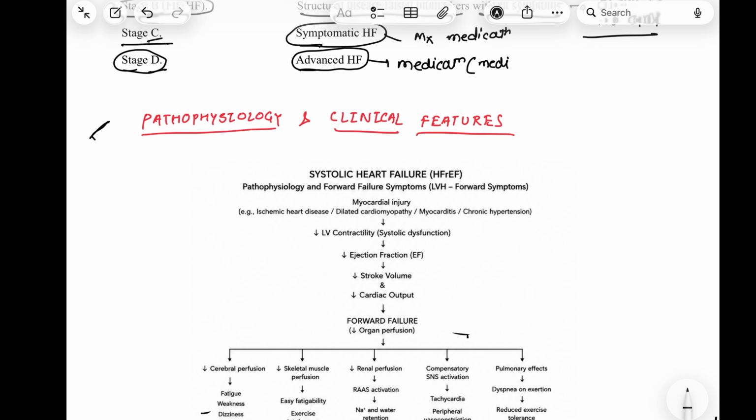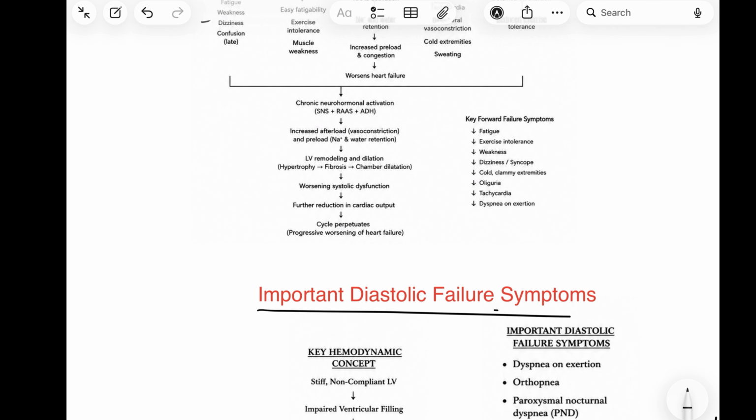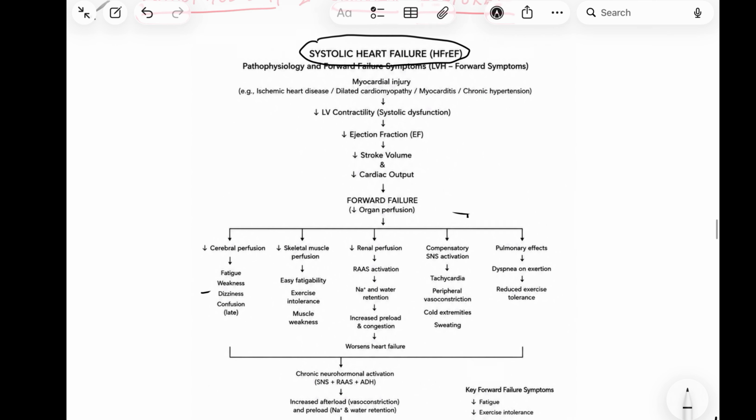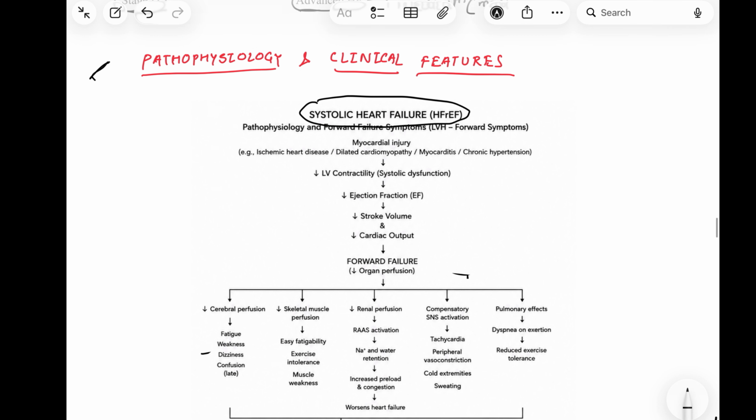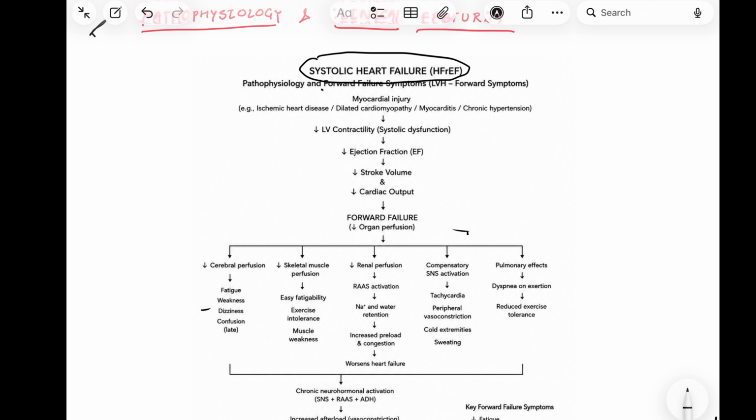Coming to pathophysiology and clinical features, the important thing here is systolic heart failure and diastolic heart failure. Remember, all the symptoms associated with heart failure are coming from this systolic and diastolic failure. Now regarding systolic heart failure, it is called forward failure because there is left ventricular hypertrophy. Now the key point for systolic heart failure is myocardial injury, right?